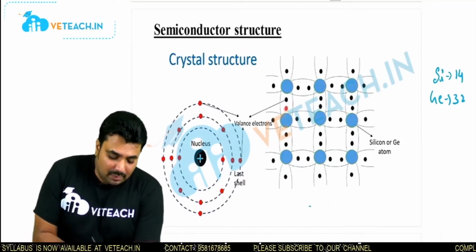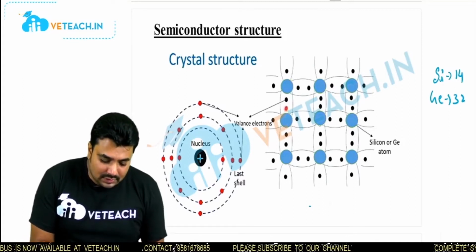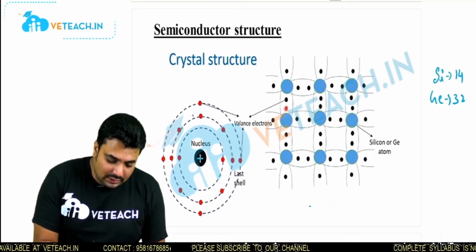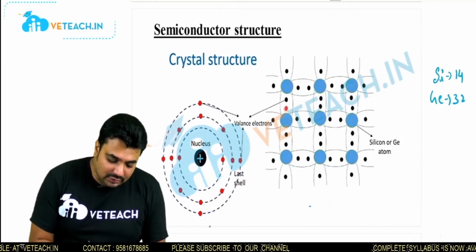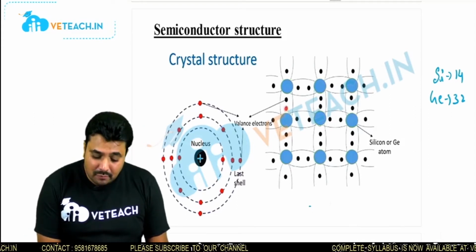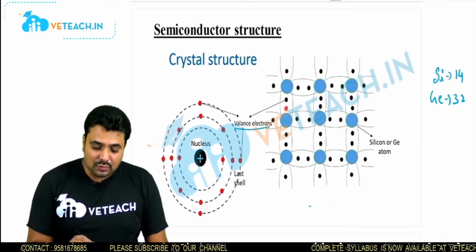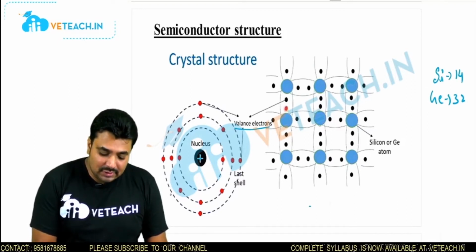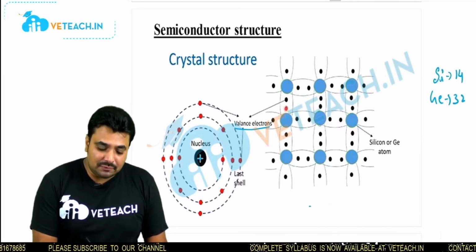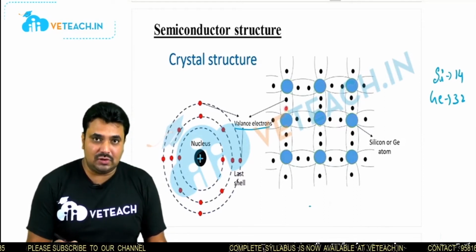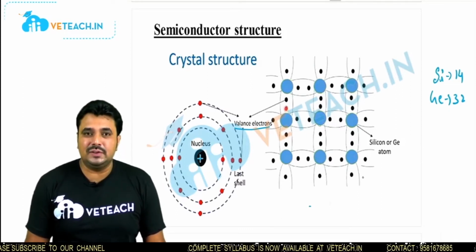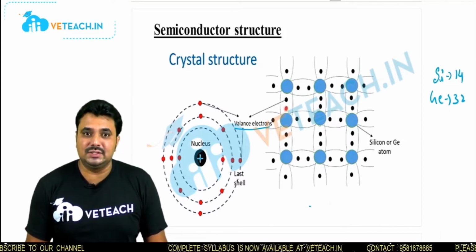For example, here the nucleus is there. The orbit very near the nucleus has 2 electrons, the next has 8, and the next has 4 valency electrons. The outermost orbit electrons we call valency electrons. Valency electrons stay in the orbit, but they don't have sufficient energy to move from one place to another. You can see the structure of silicon, and if it is germanium, the structure will be like this only.